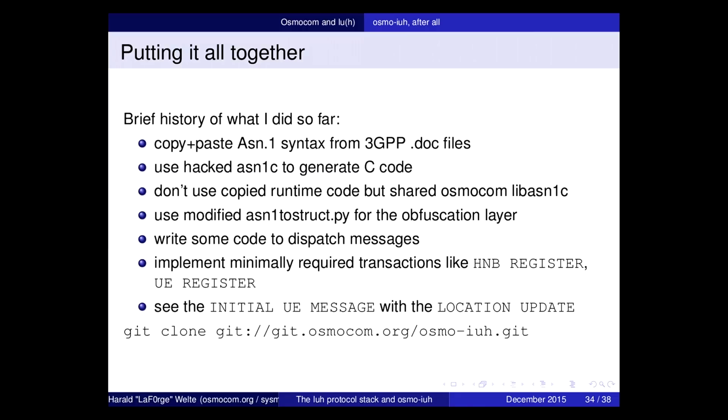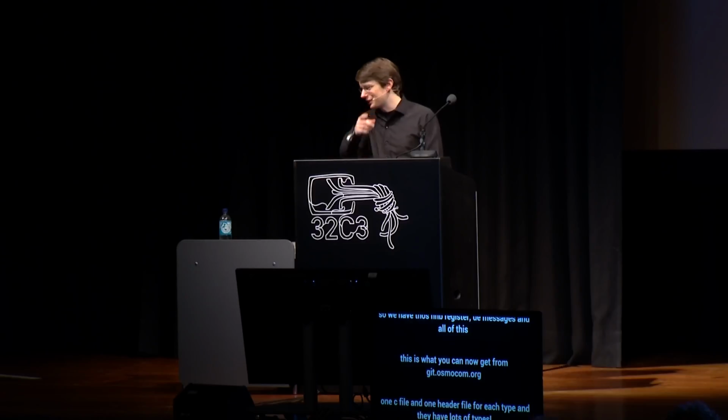So we have those HNB register, initial UE message, and all these things. This is what you can now get from osmo-iuh.git. It's a Git repository on the Osmocom server, which contains all this code. It takes a long time to compile, because ASN1C generates 1 C file and 1 header file for each type. And they have lots of types in those specs. So you end up with like 300, 400 C files and header files compiled into a 5 megabyte binary. And then finally, you want to get 4 bytes in a message.